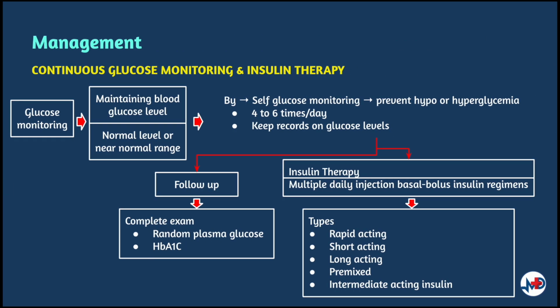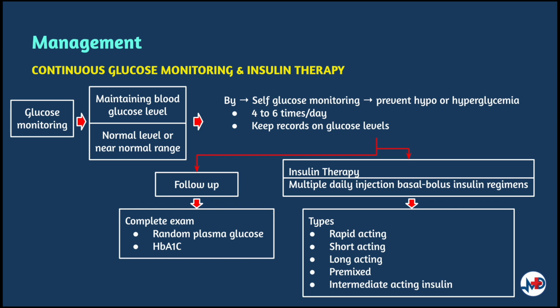The management begins from the patient itself, where continuous glucose monitoring plays a major role. Maintaining blood glucose at or very near the normal range is known to decrease the progression of microvascular disease in the affected young patients. Self-glucose monitoring is taught to all diabetic patients, and it is done using a glucometer. It is uncomplicated and user-friendly.